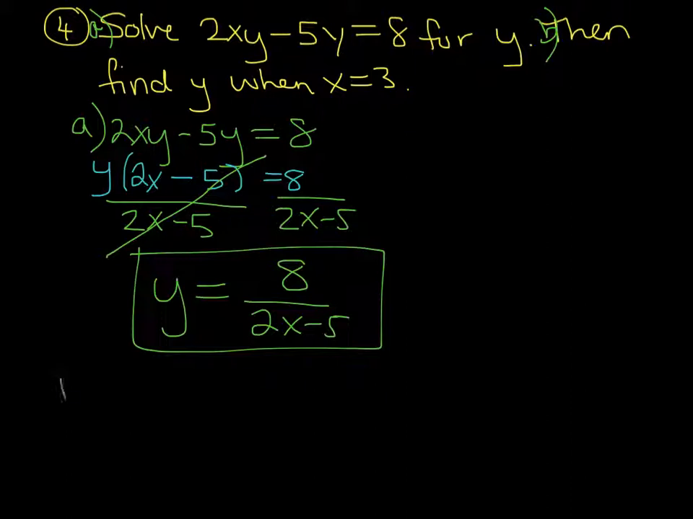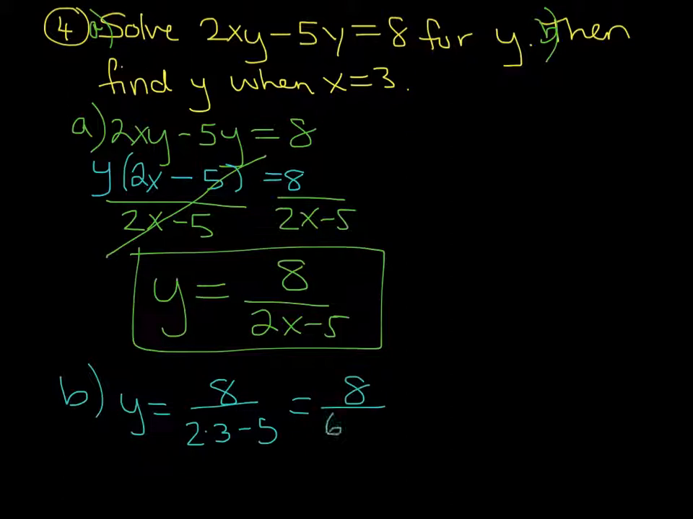Then part B, we are going to find y when x is 3, which means I get y equals 8 over 2 times 3 minus 5. That gives me 8 over 6 minus 5, which gives me 8 over 1. So my answer for that is 8.